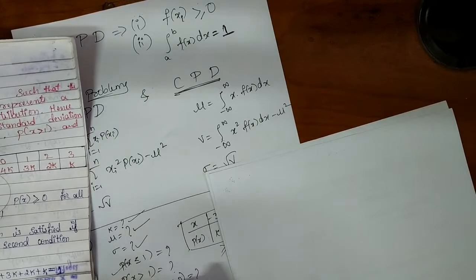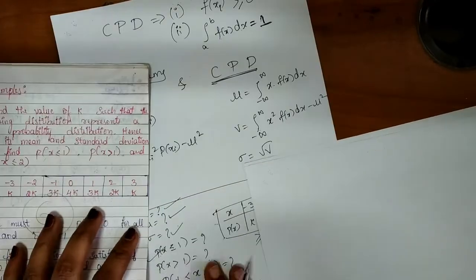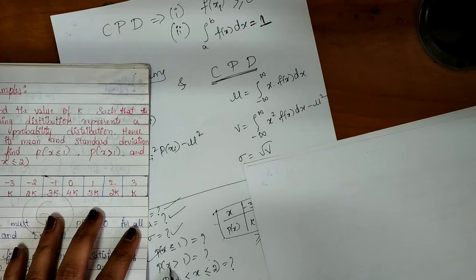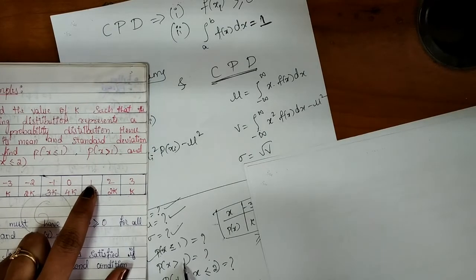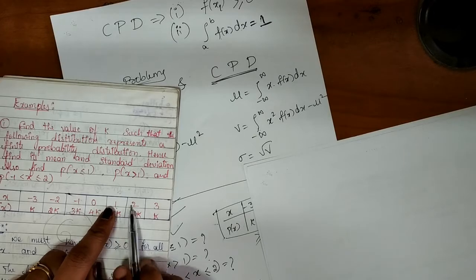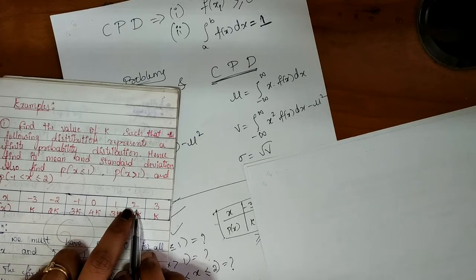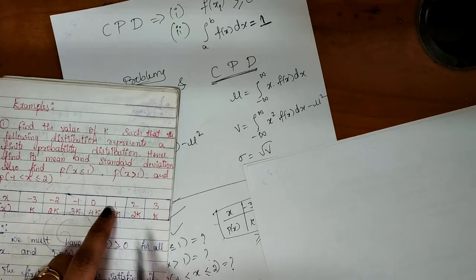Now I have to find p of x greater than 1. See, 1 is here. You can find 1 here, right? Greater than 1 means this side. Greater than 1 means 2, 3. And 1 is not included. It is not greater than or equal to, it is strictly greater than. Strictly greater than means what? It is 2 and 3. 1 is not included here. Strictly greater than 1.